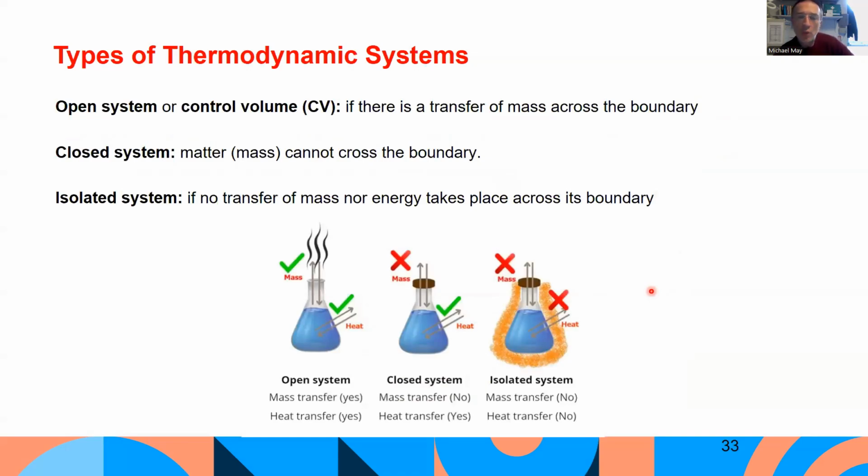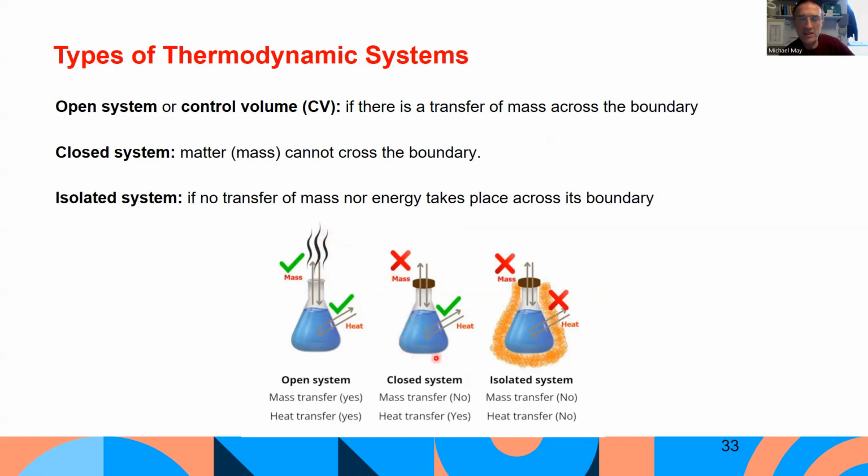Thermodynamic systems can be open, closed, or isolated. So it says here an open system, or control volume as it's often referred to, is one where there is a transfer of mass across the boundary. The example here would be this container. We've got water in there, we heat it up, and if the water, which we regard as the mass or the working fluid, leaves the container, which is the thermodynamic system, then it's crossing the boundary. So that's an open system.